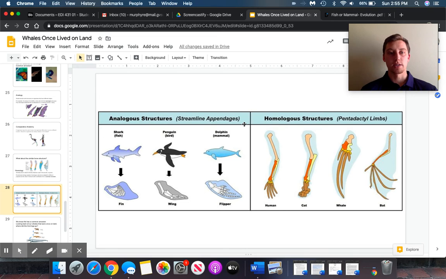So again, this slide just lays out for students the difference between homologous structures versus analogous structures. Again, homologous structures are more closely related compared to the analogous structures. Analogous structures just have a similar function versus homologous structures that are similar due to a common ancestor.